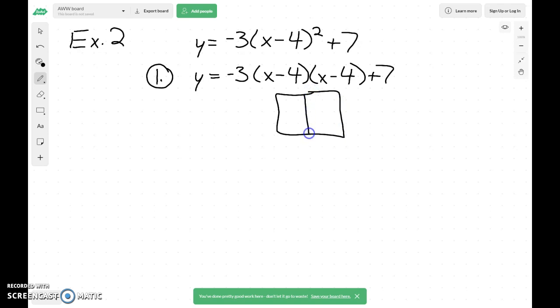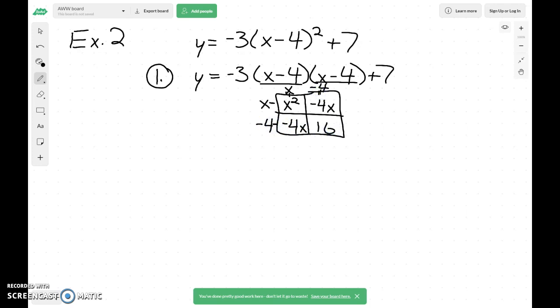So what I do with the box strategy is I draw a 2 by 2 box. And on the top, I'm going to put the first binomial, which is x and −4. The sign always goes with the number. Then I'm going to write x − 4, which is the second binomial, on the side. So from here, I'm going to say x times x is x squared. x times −4 is −4x. x times −4 is also −4x. And then −4 times −4 is going to be positive 16.